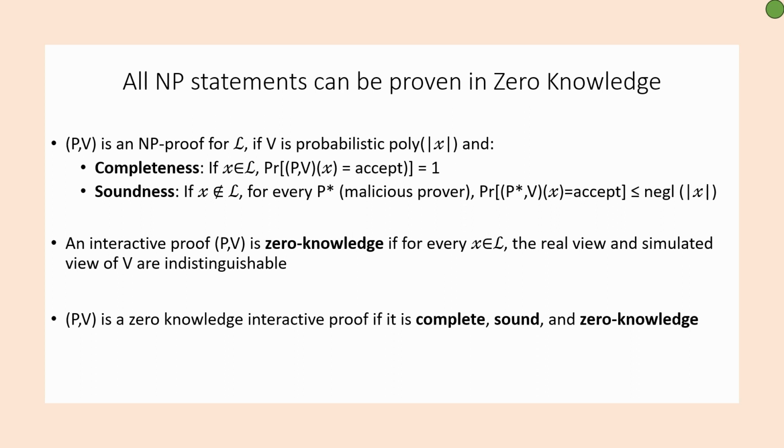To formally define zero knowledge, we say an interactive proof is zero knowledge if, for every claim in L, the real view and simulated view of the verifier are indistinguishable. That is, the real view, or what the verifier knows after the interaction, is indistinguishable from the simulated view, or what the verifier could figure out before the interaction. So in conclusion, PV is a zero-knowledge interactive proof if it's complete, sound, and zero knowledge.